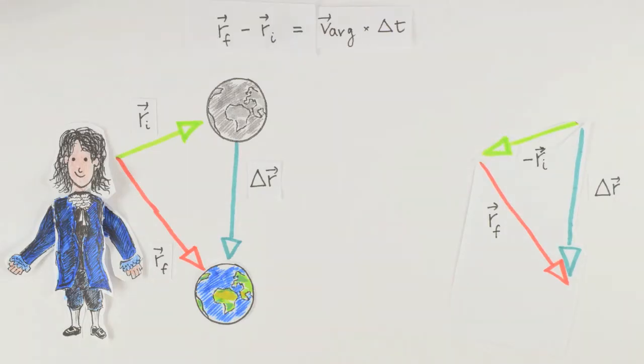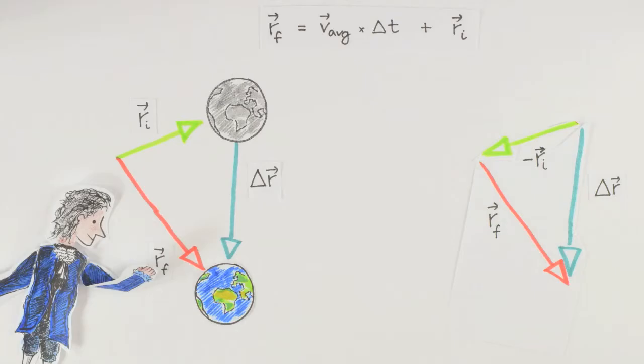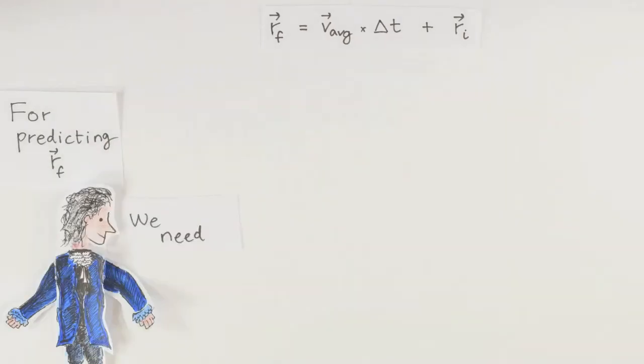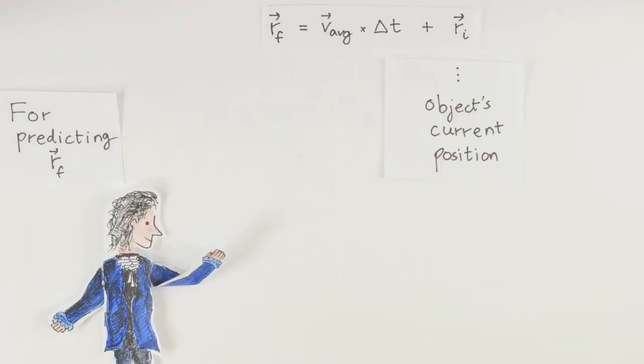With just a bit more algebra, we obtain a result that allows us to predict the location of the object, r sub f, a little bit later, a time delta t into the future. Once again, we don't get something for nothing. On the right-hand side is what we need to know to make this prediction. For starters, we need to know, for the current time, where the object is located.